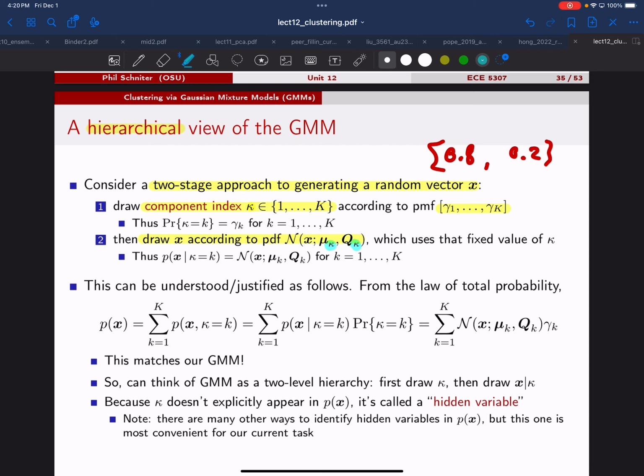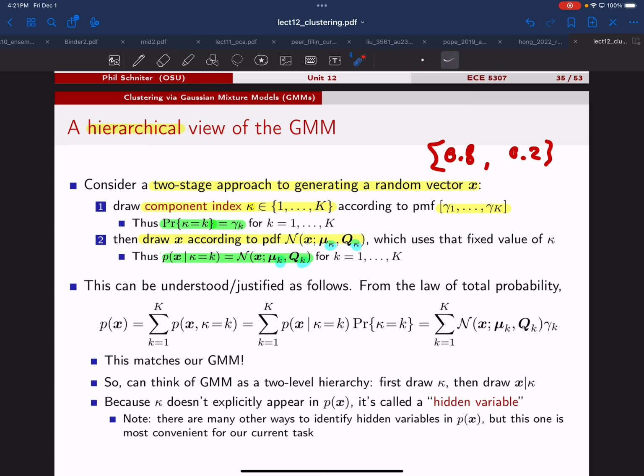Mathematically, the first stage looks at this new random variable kappa. What is the probability that kappa equals a given k? It is lambda k. Second, what is the probability of x given that kappa equals a particular k? That is this Gaussian PDF, where you're using the k you drew from the first part. Those are the two parts.